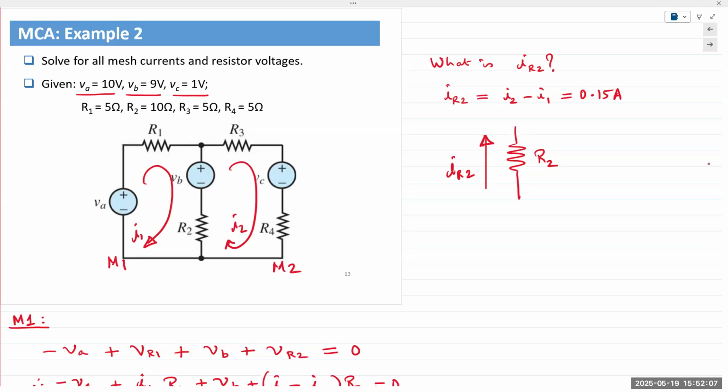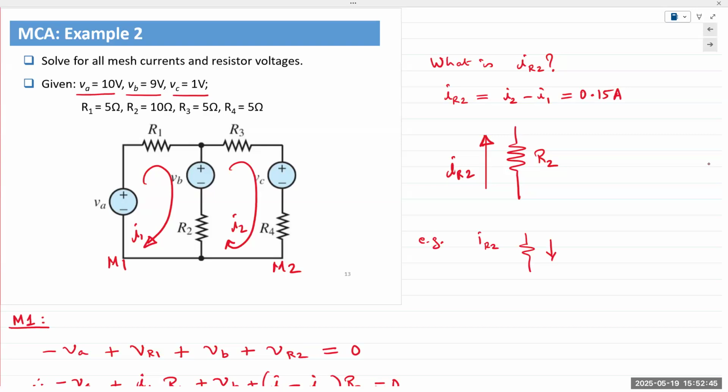So in this example, the current directions are not provided, right? In one of the previous examples, the current direction was provided. So if the current direction was provided, you would find the value according to that current direction. So let's just say, for instance, if IR2 was initially provided as going down, then we would have taken I1 minus I2. In that case, the answer would have been minus 0.15 amps.